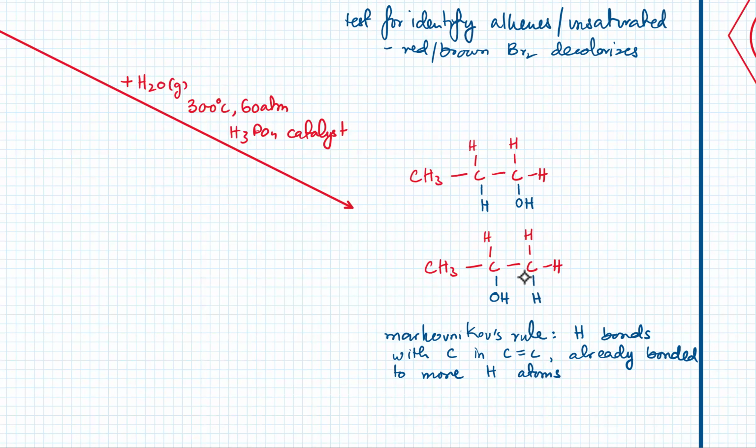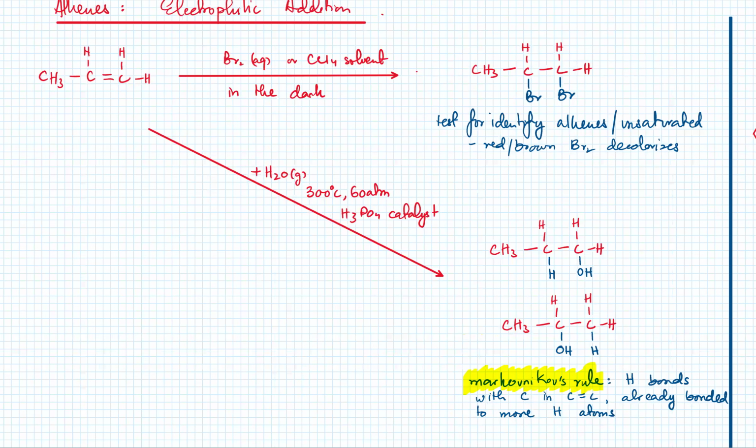So in the above, which one do you think is the major product? Which one is the minor product? There was a reason for that, and I'm going to come back to the reason. If you look at the molecule, the carbon on the right side is bonded to two H's. The carbon on the left side is bonded to one H. So the H likes to bond with the carbon that's already bonded to more H atoms, which is the right side carbon atom. So the second molecule that I've drawn is my major product. Is that clear?